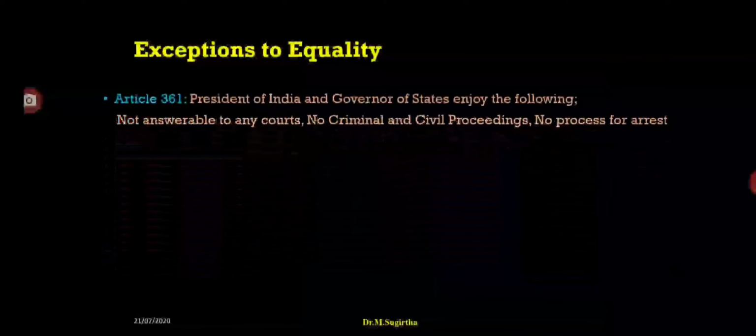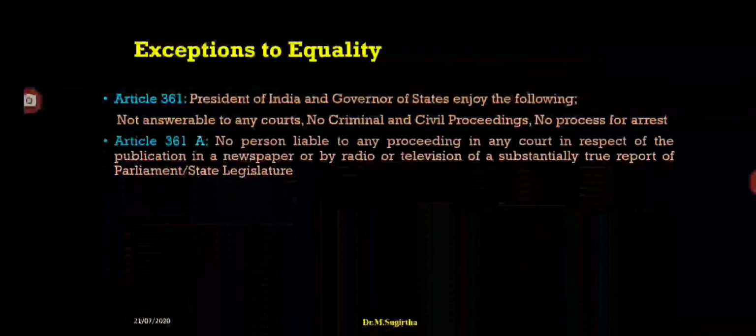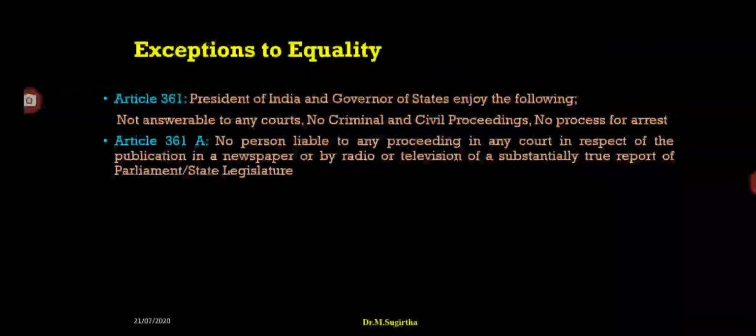No criminal proceeding shall be initiated or continued against the President or the Governor in any court during his or her term of office. No court can issue an arrest warrant of the President or Governor during his or her term of office. No person is liable to any proceeding in any court in respect of the publication in a newspaper or by radio or television of a substantially true report of Parliament or state legislature.